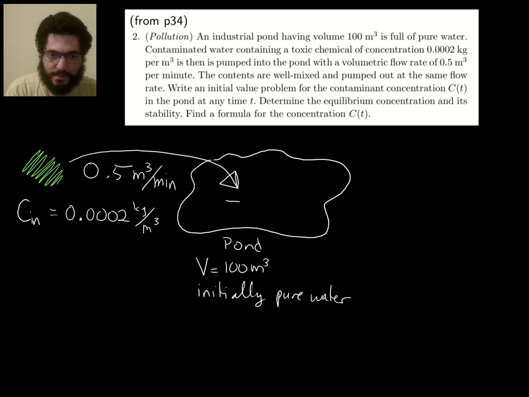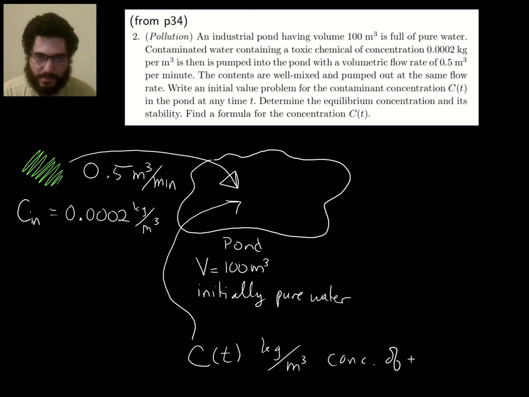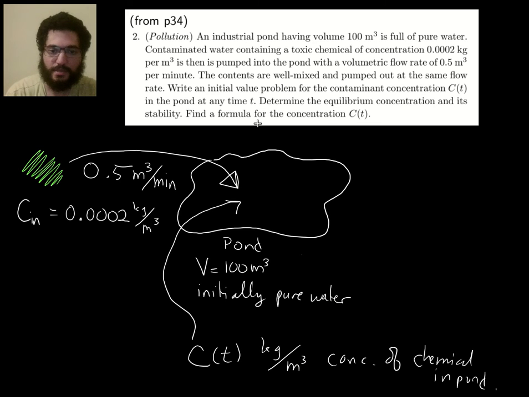Okay, so that means it makes sense to talk about a concentration, C of t, of kilograms per meter cubed. I'm just choosing the units based on other units that were chosen for me. This is going to be concentration of chemical in the pond at time t, where t is in minutes. Okay, what else? And they're pumped out at the same flow rate. Okay, good. So 0.5 meters cubed per minute.